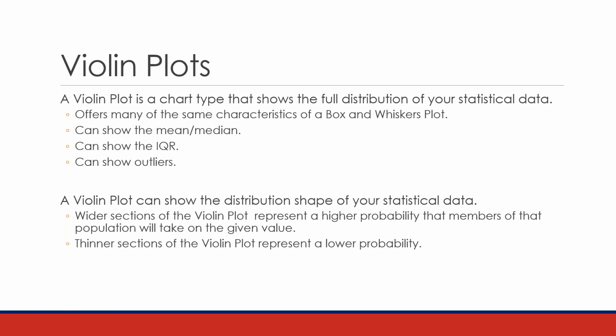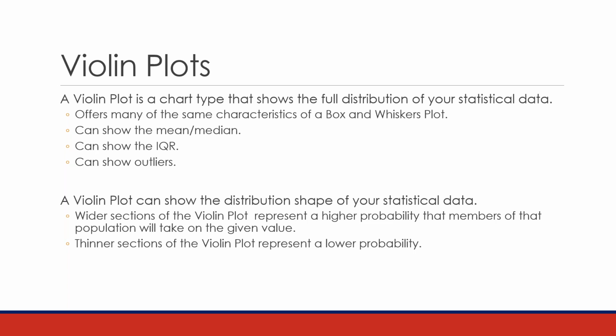And the violin plot does offer many of the same characteristics of a Box and Whiskers plot. It can still show the mean or median. It can still show that IQR, the interquartile range. It can still show outliers of a particular data set. Where it has the advantage over a Box and Whiskers plot is that the violin plot will actually shape itself according to that statistical data, where you'll see that the violin plot will have wider sections and some narrower or thinner sections, where the points in each of those sections represent either a higher or lower probability that the members of those populations will take on a given value.